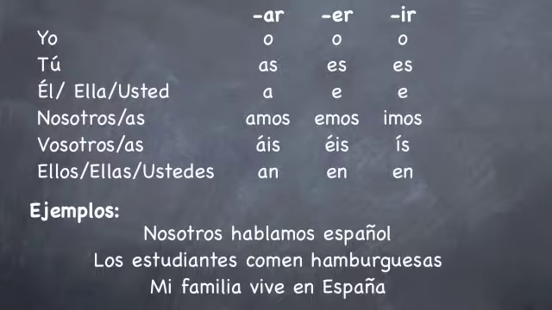Mi familia, ironically, is a singular noun in Spanish. That's why we use the él, ella form, the he, she form for my family. It's an it, it's a she, it's a singular noun. So we use vive, not viven. That's a common mistake a lot of students make, to conjugate familia with plural, but it is a singular noun. So there you have it. That's how we conjugate the Spanish verbs in the present, all three conjugations.